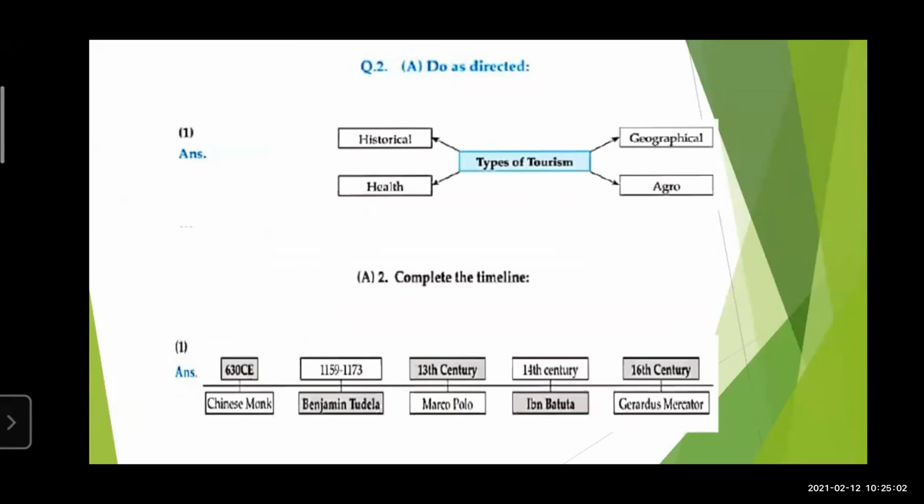Then you have to complete the timeline. The Chinese monk traveled in 630 CE. Then in 1159 to 1173, it was Benjamin Tudela. Then Marco Polo in the 13th century. In the 14th century, it was Ibn Battuta. And Gerardus Mercator in the 16th century.